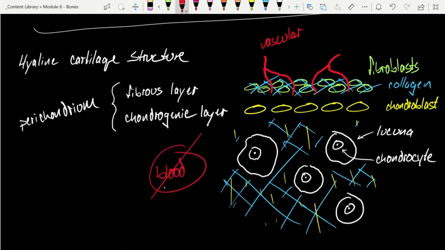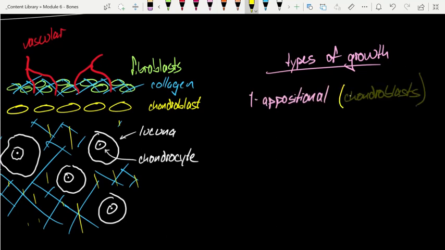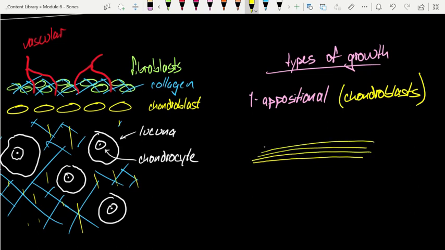The last thing we want to talk about simply is types of growth. There's two types we want to mention. The first one is appositional. The appositional involves the chondroblasts. If we draw a chondrogenic layer here, what I want you to appreciate is that as we add layers, these chondroblasts will contribute to the growth of layers. And so here the growth, appositional growth, is all about increased width as I'm adding layers.